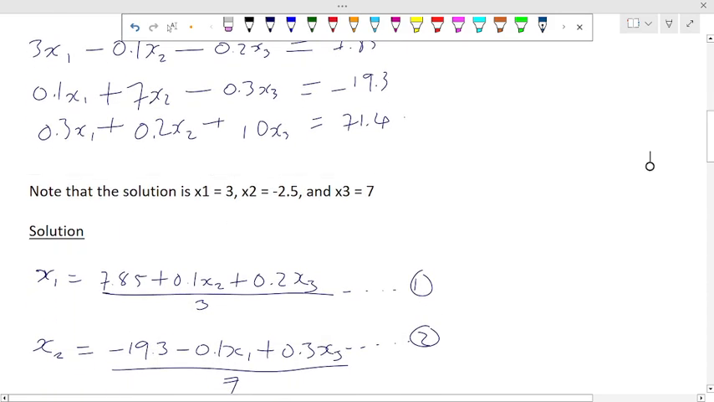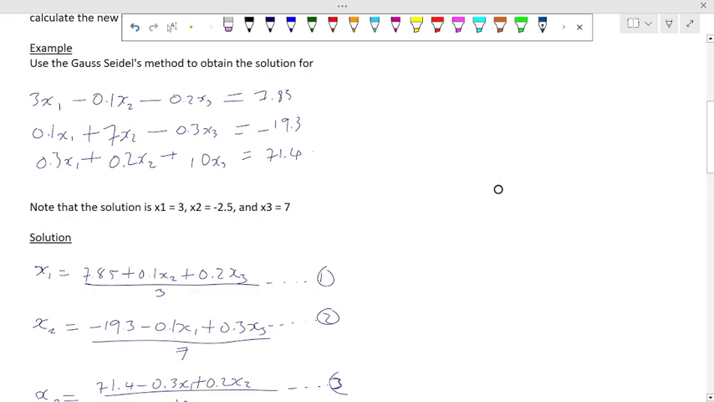From the first equation, make x1 the subject of the formula. Move the other terms to the other side: look at 7.85, move this term this way, and you have plus 0.1 x2, move this one this way too. Then divide by 3 so that x1 will be the subject. The same goes for x2, so that x2 stands alone.